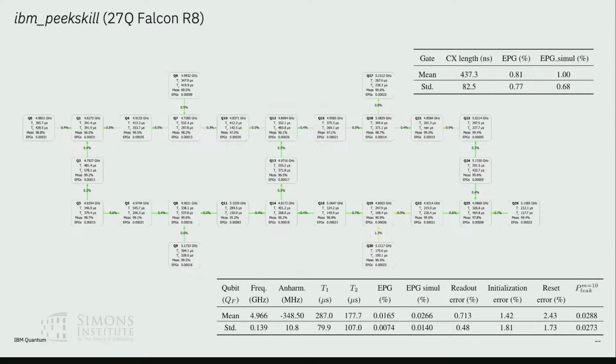So this experiment was done on IBM Peekskill, which is a 27-qubit Falcon R8 processor. And it was just using 7 of these qubits highlighted here. And on the same device, we had done a d=3 error correction demonstration a few years ago. So I wanted to share some results from that paper.